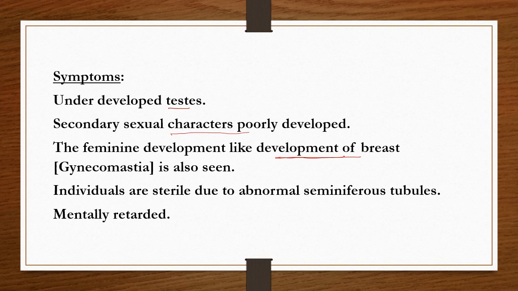So here Klinefelter syndrome is a male. In these males we can observe feminine development, that means female characters, one of which is breast. So development of breast we can observe. That development of breast in males is called gynecomastia. We can observe it in Klinefelter syndrome. Individuals are sterile due to abnormal seminiferous tubules, and they are mentally retarded, which are the symptoms of Klinefelter syndrome. Turner syndrome and Klinefelter syndrome, these two are in the textbook syllabus.